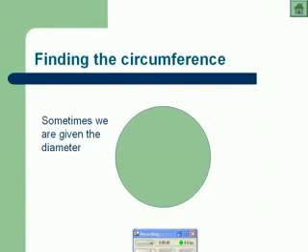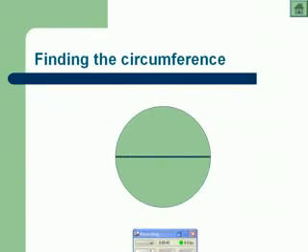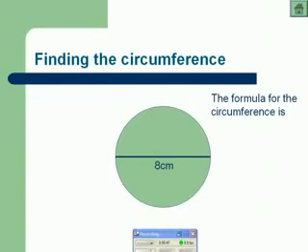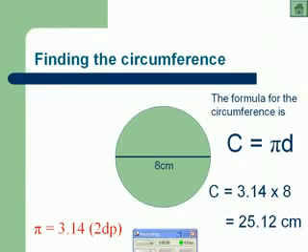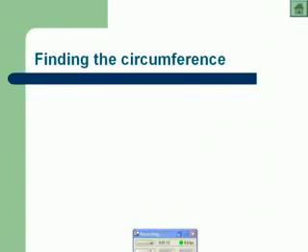So we know that sometimes we are given the diameter, which is 8 centimeters in this case, and we know that the formula for the circumference is pi times diameter. So if we know that pi is roughly 3.14 to 2 decimal places, we can use our formula to times it by 8, which is the diameter, and we get 25.12 centimeters. Now it's in centimeters because we're doing the perimeter all the way around, which is the circumference, which is a length.